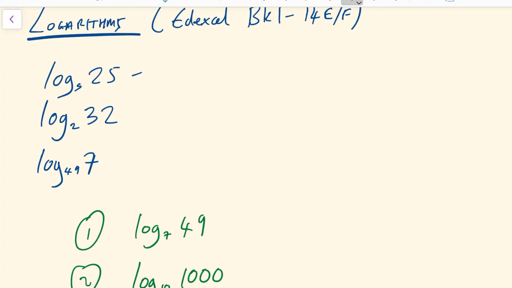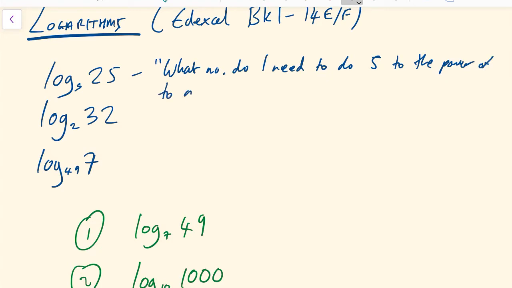Log base 5 of 25 means: what number do I need to do 5 to the power of to get 25? That's the question it's really asking. And because we know that 5 to the power of 2 is 25, it's this 2 which is the answer to our log. So log base 5 of 25 is 2.